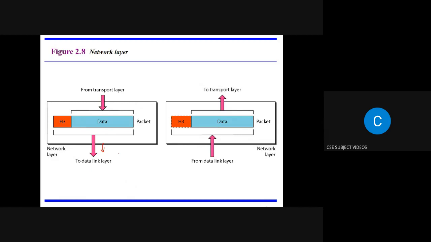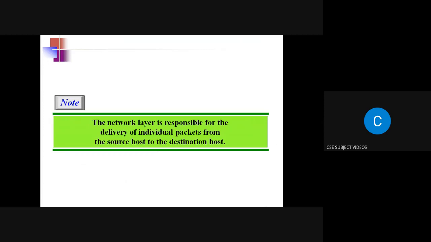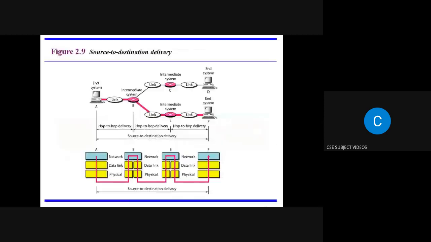The first responsibility of the network layer is logical addressing. Logical addressing, in other words, can be said to be the IP address. It is a unique address for each individual machine communicating through the internet. Then it routes the packet from one node to another node, or through the intermediate nodes, meaning switches and routers, up to the final destination. So the network layer is responsible for delivering individual packets from host to host. So from network to network is the host to host delivery from A to F.